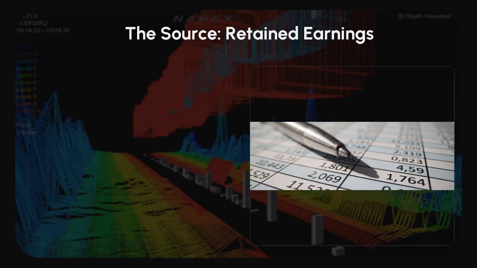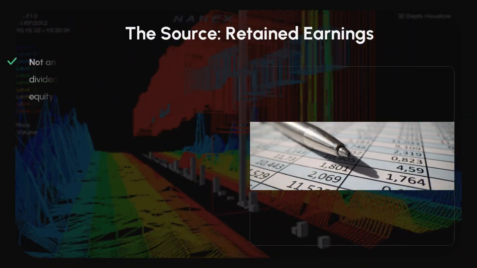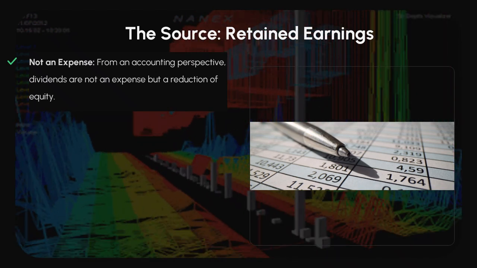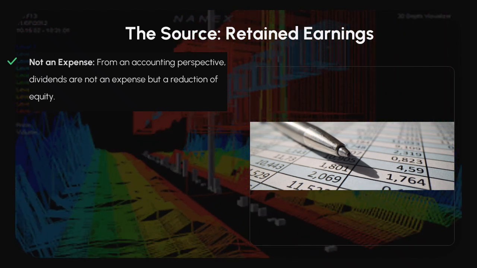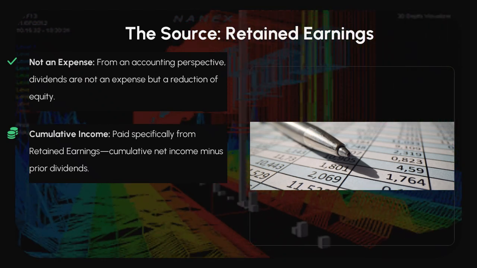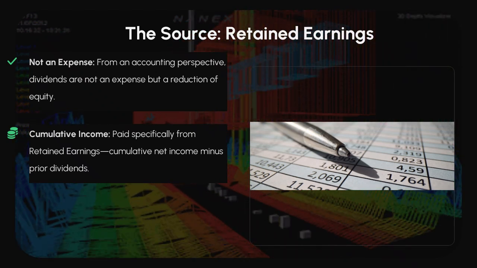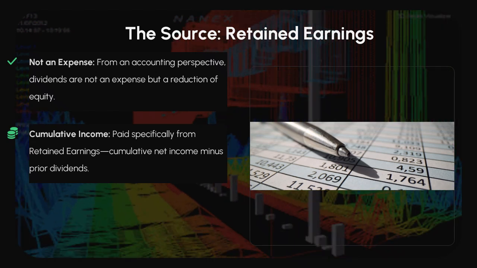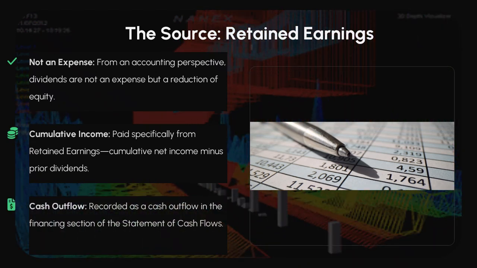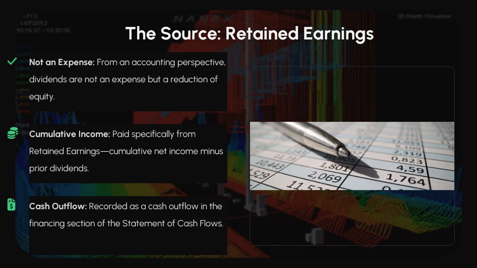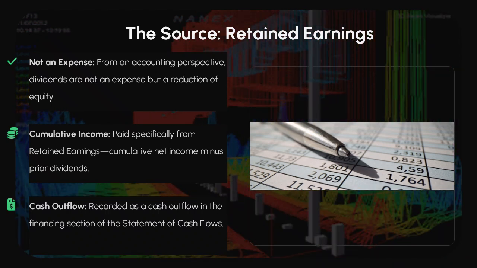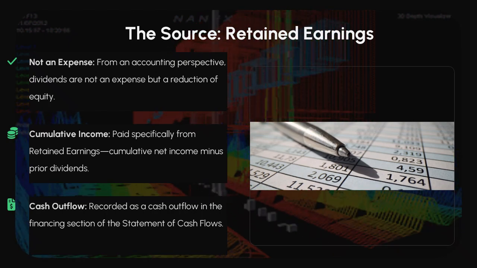The source: retained earnings. From an accounting perspective, dividends are highly distinct. They are not an operating expense. Instead, they are paid directly out of the company's retained earnings, the cumulative profit amassed over time. When a dividend is paid, it reduces the equity portion of the balance sheet. Consequently, it's recorded on the statement of cash flows as a cash outflow in the financing section.